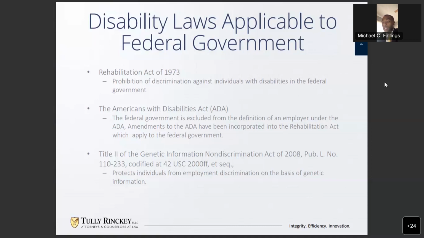There is also the Genetic Information Nondiscrimination Act of 2008. This law applies to federal government employees and protects individuals from employment discrimination on the basis of genetic information. So these are the laws that federal government agencies are reviewing and considering when evaluating reasonable accommodation requests for telework. And these are the laws that federal agencies must adhere to when deciding upon a reasonable accommodation request.